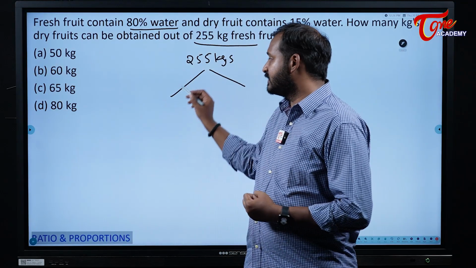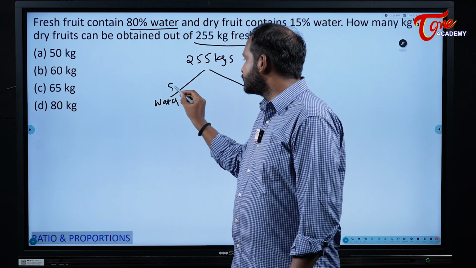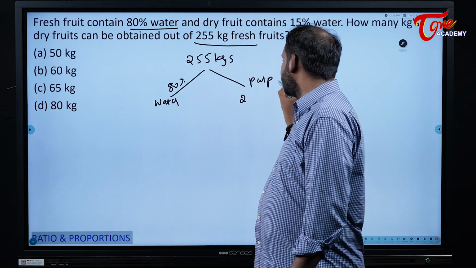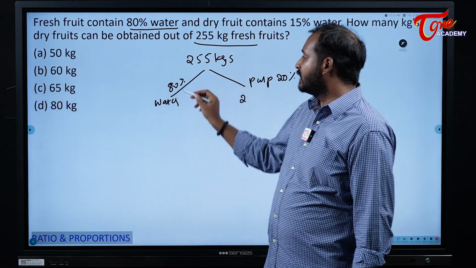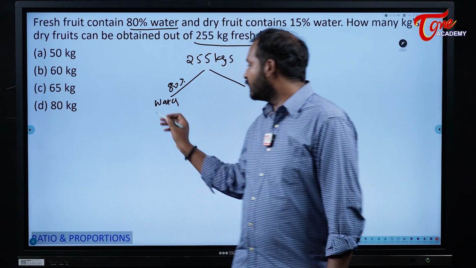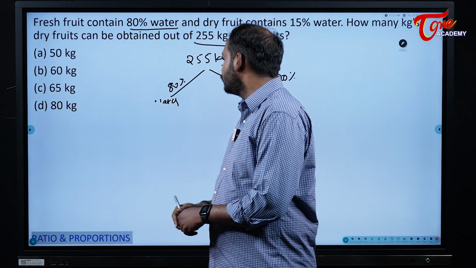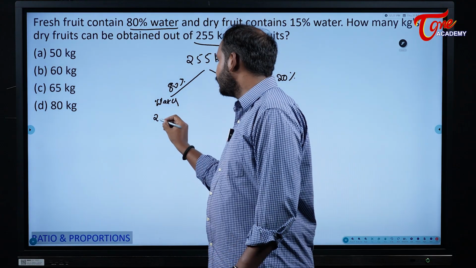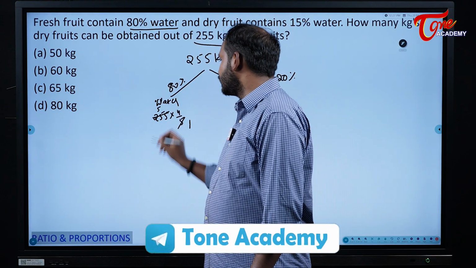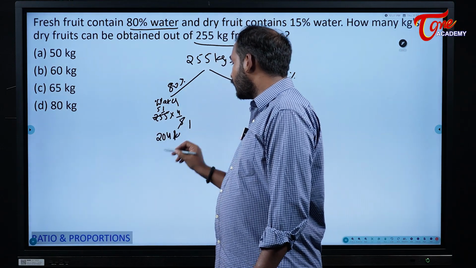So if 80% is water, what about the pulp? Water is 80% and pulp will be 20%. Now tell me, what does 80% mean? 4 by 5. 80% is 4 by 5. So 255 into 4 by 5. What will you get here? 5 ones are 5, 5 fives are 25. So 51 fours are 204 kgs of water I will have.